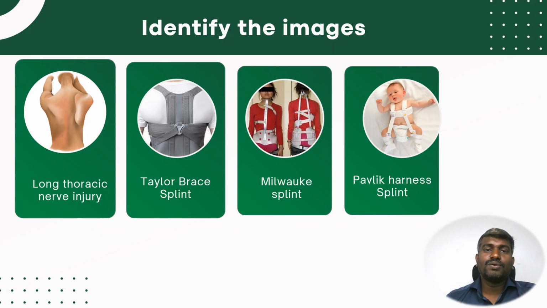Next. Now let's try to quickly identify the following images. This is going to be what? Winging of scapula, and that is due to long thoracic nerve. And the second image is going to be talar brace splint, and I'm pretty sure each one of you probably could have identified this as Milwaukee splint, very important. And the fourth image is going to be Pavlik harness splint, very important to remember for the main exam.